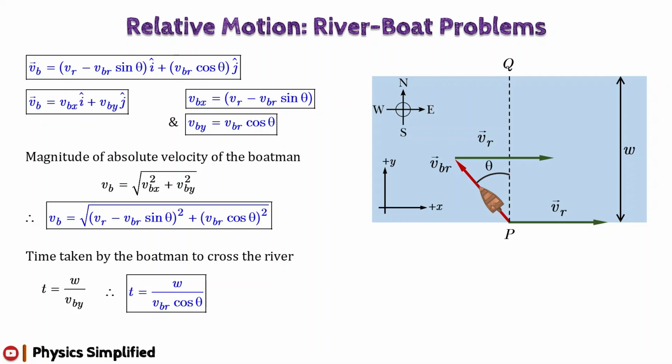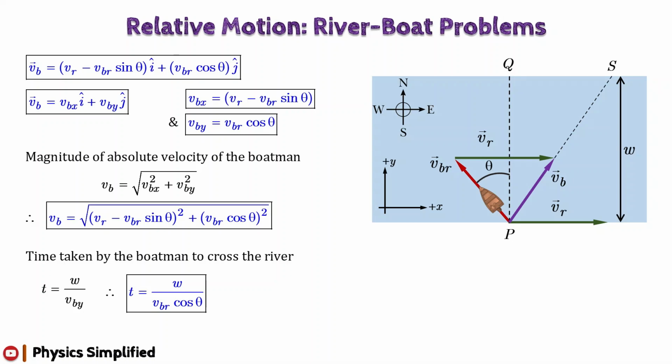Now, according to the triangle law of vectors, the resultant velocity, vector v suffix b, is given by the third side of the velocity triangle, taken in the reverse order. Thus, the boatman will be drifted in the direction of vector v suffix b due to the flowing river, and will reach at point S on the opposite bank of the river.